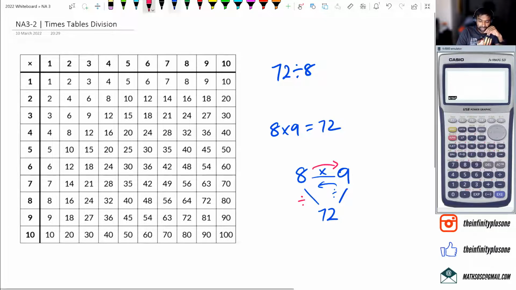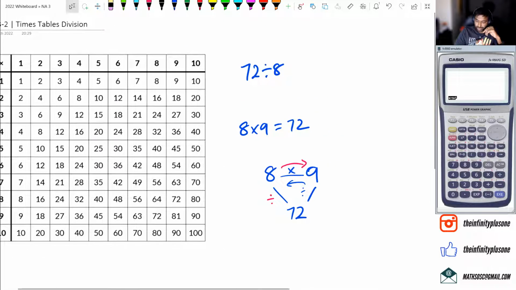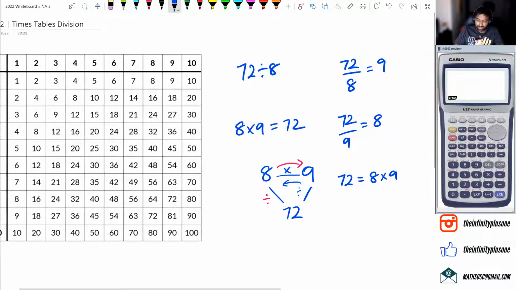Another quick way I'm going to show it here: sometimes you might see it like this, 72 over 8. This is the same thing as saying 9. And then we've got 72 over 9, which equals 8. And of course, when we think about it algebraically, we know that 72 equals 8 times 9.